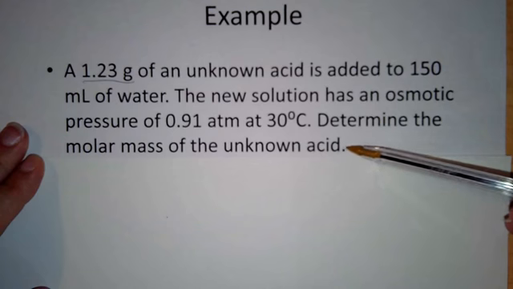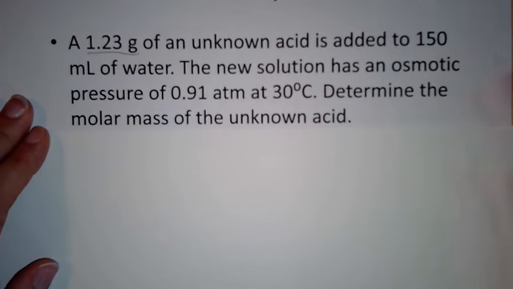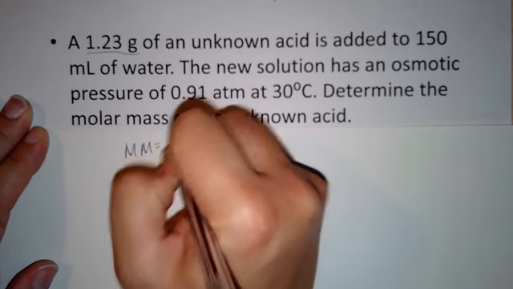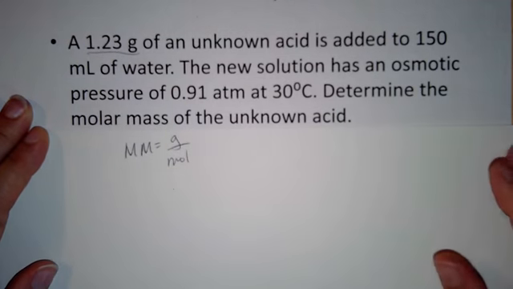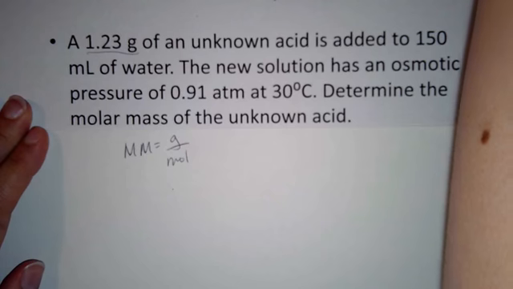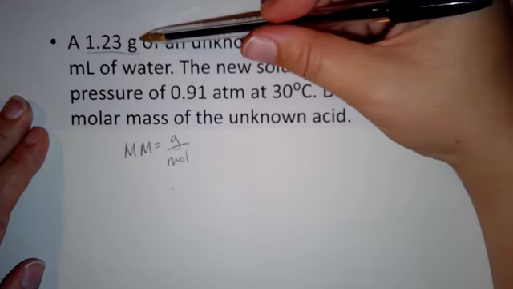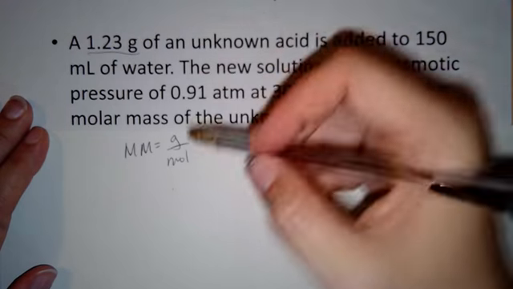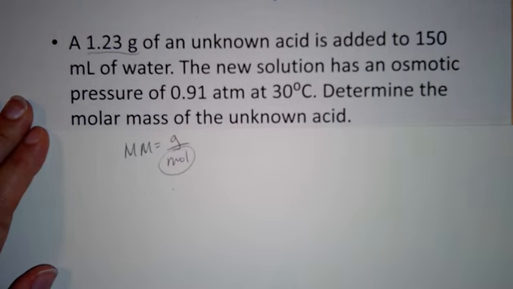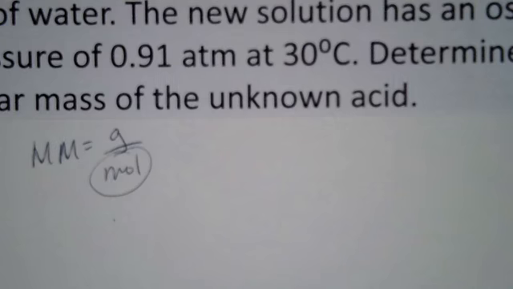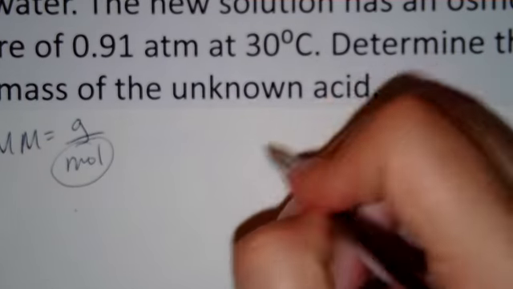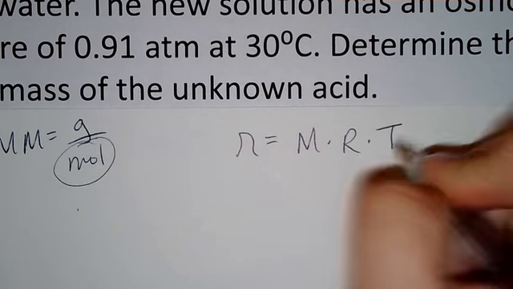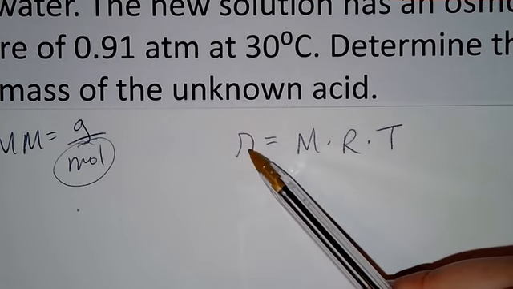Alright, so if you remember, molar mass is grams per mole. So that's what we're going to be looking for. We already have grams given to us, so all we really need to find from all this is our moles. Alright, so we're going to use osmotic pressure to find the moles. So here's our equation. Now we have osmotic pressure is equal to molarity times R times temperature.